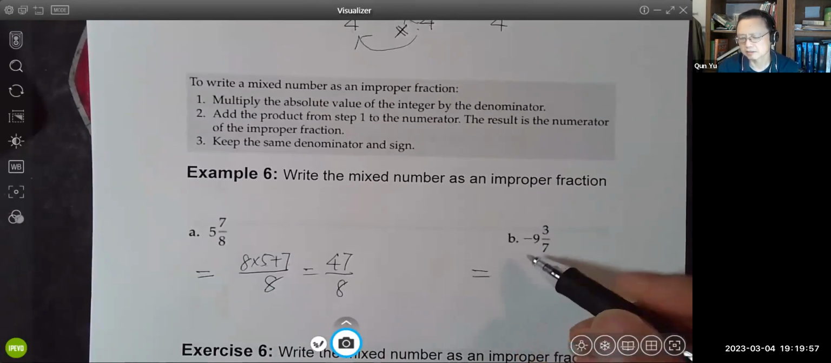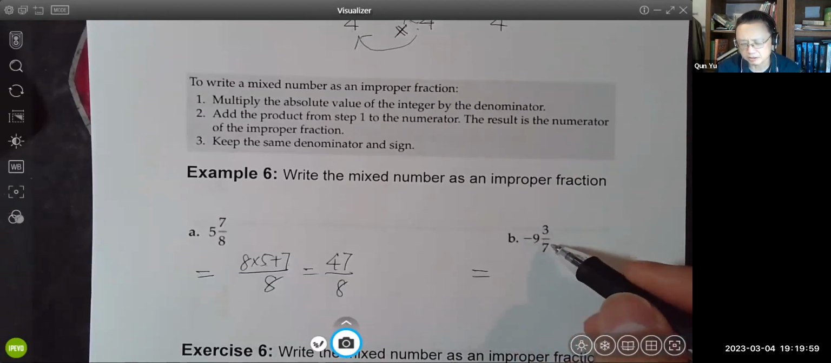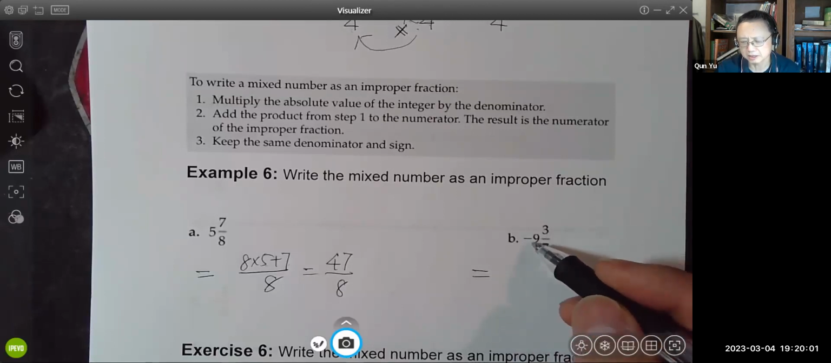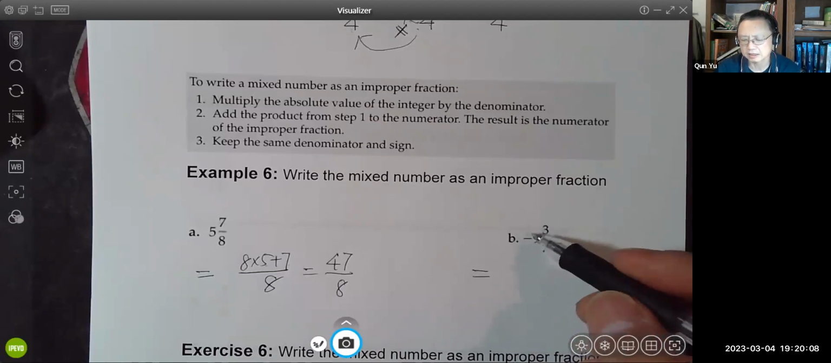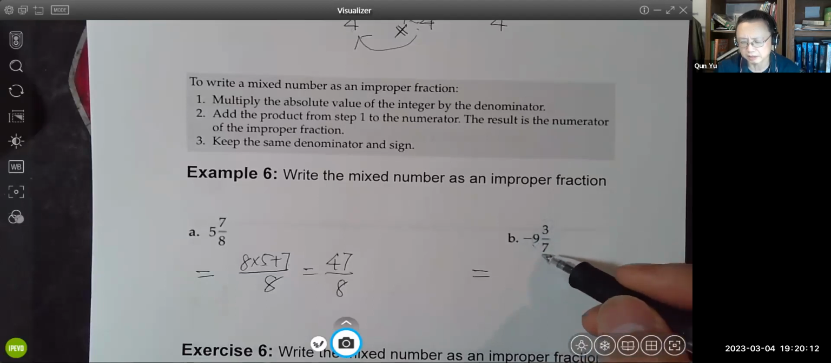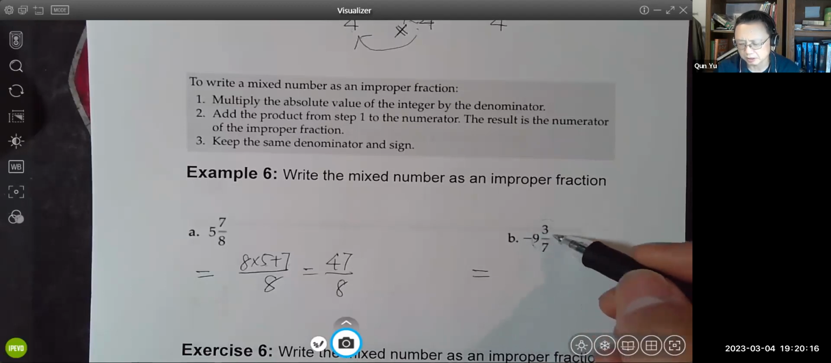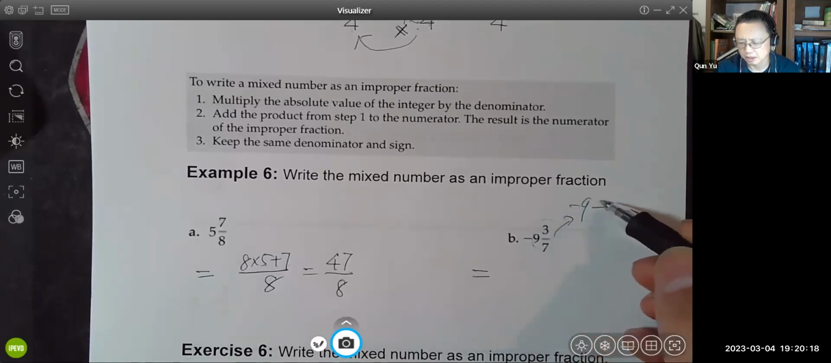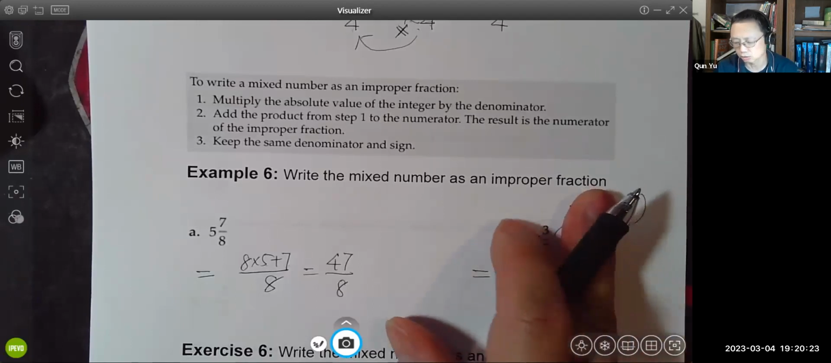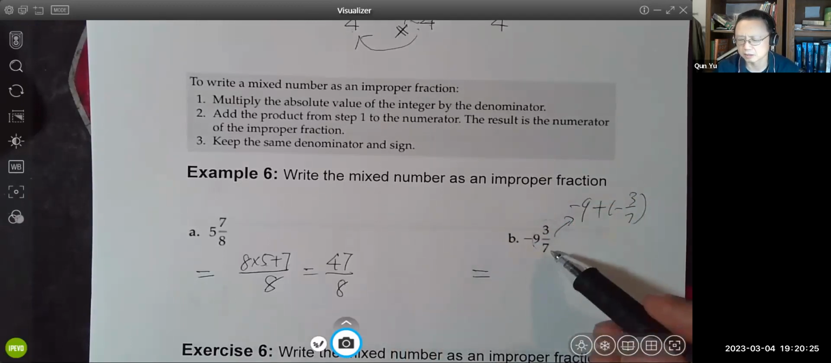Now, next one, this is a negative number. This is not negative 9. You are not going to use 7 times negative 9 plus 3. If you do it that way, you only treat this negative sign as part of 9, not part of the whole thing. This whole thing is negative, including this negative 3/7. Basically, this means negative 9 plus negative 3/7. It's not negative 9 and 3/7. So that's why you cannot multiply by negative 9.